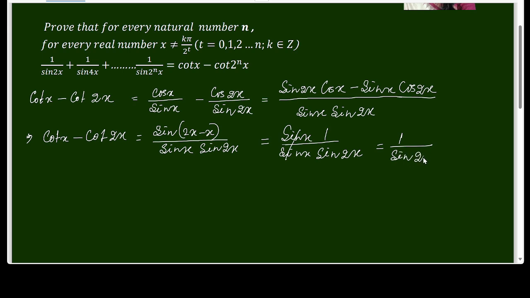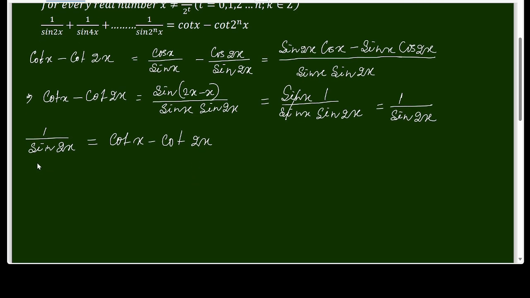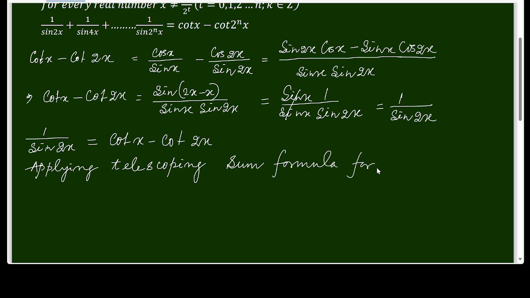So this is the key formula for solving this type of question: 1 over sin twice x equals cot x minus cot twice x. So now we can apply the telescopic sum for the series.